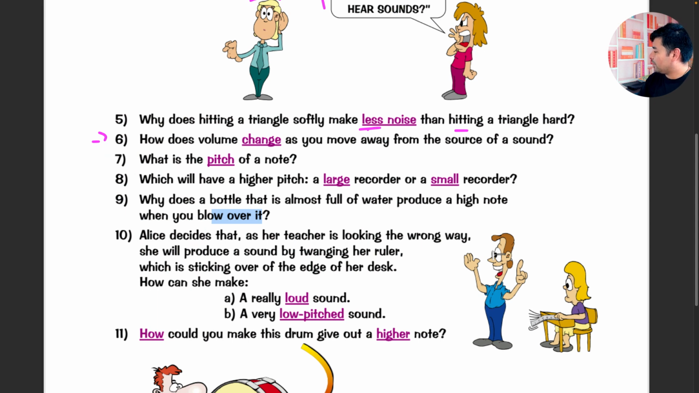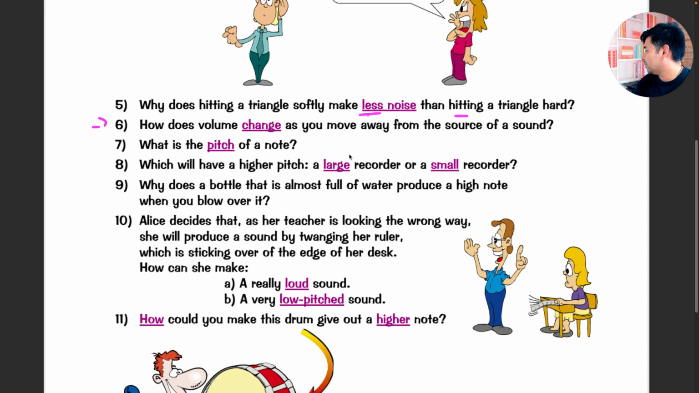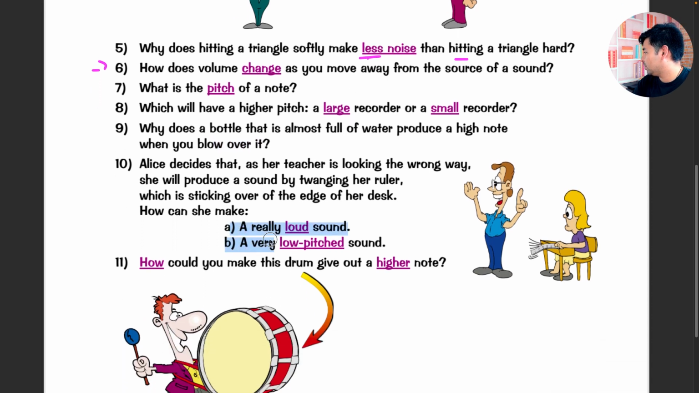And then number 10, Alice decides that as her teacher is looking the wrong way, she will produce a sound by twanging her ruler, which is sticking over off the edge of her desk. How can she make A? And then we have two options here. Like we have A and B. Can you see these two options? So how can she make a really loud sound and a very low pitched sound?